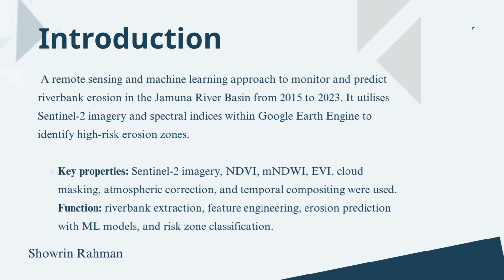These tools allowed us to extract riverbank positions, engineer predictive features, and classify risk zones using machine learning. The ultimate goal is to provide actionable insights for early warning systems and policy planning, helping communities to mitigate the impact of erosion.